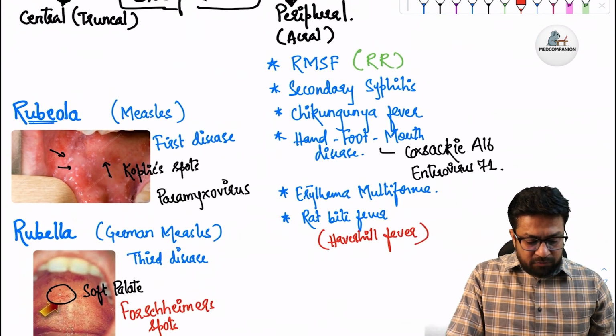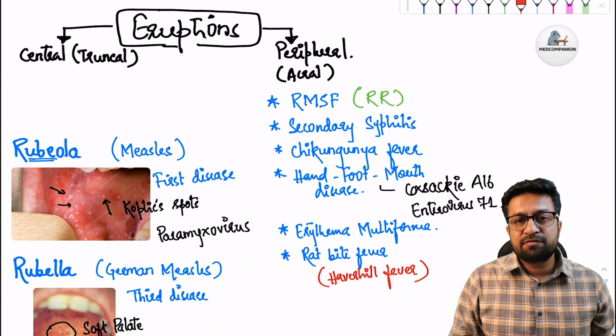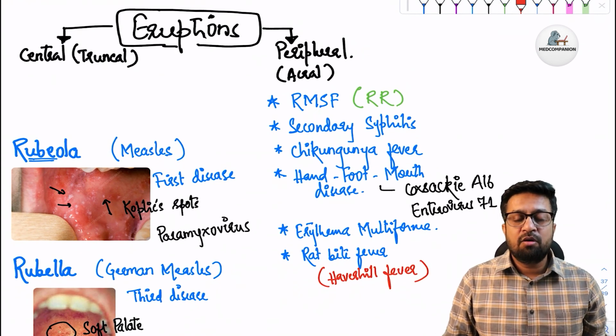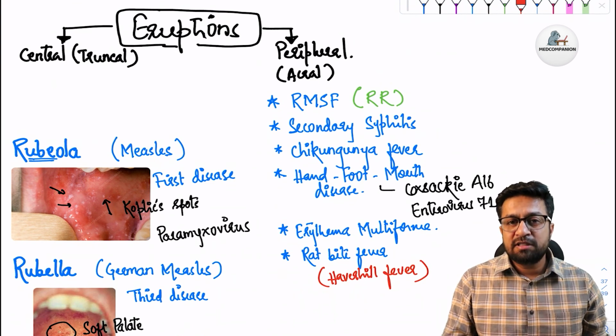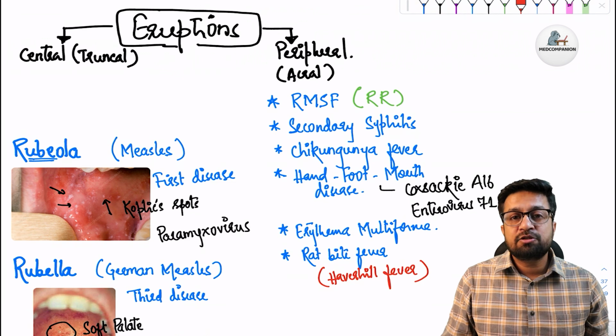So here are some of the important differential diagnosis of the central as well as the peripheral eruption. So this was a section on what we call as fever with rash or fever with eruptions and questions ranging from different subjects. So hope that this video and this topic has helped you.